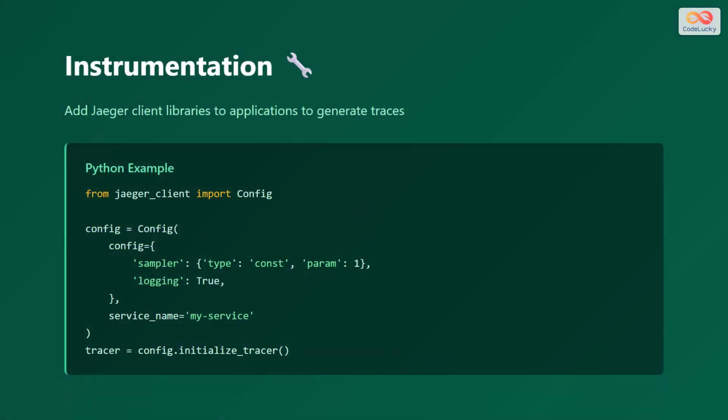To start using Jaeger, you need to instrument your applications. Instrumentation means adding Jaeger client libraries to your code so they can generate traces. Let's look at a Python example. You import the config class from the Jaeger client library, then create a configuration object. In the config, you specify the sampler type, which determines how often traces are captured. The const type with parameter 1 means you're capturing all traces, which is useful for development. You also specify your service name, which helps identify this particular microservice in the Jaeger UI. Finally, you initialize the tracer, which is the object you'll use throughout your application to create spans.